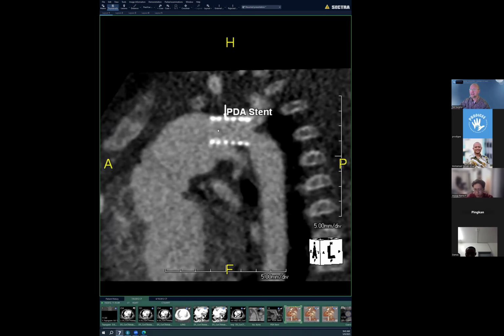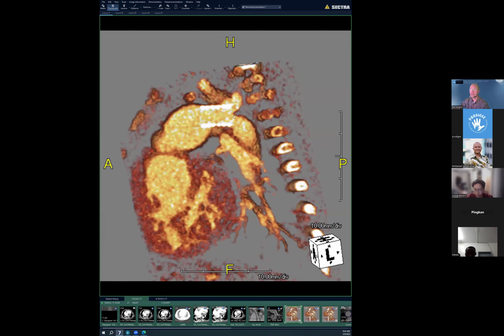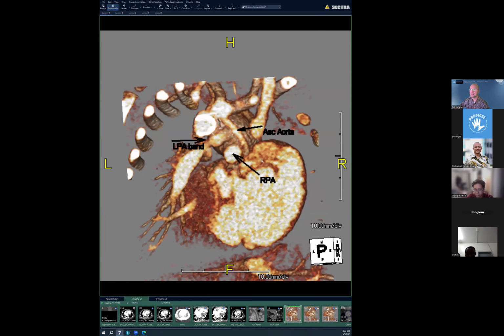So you have a PDA stent, you have this coarctation of the aorta, you have to remember this posterior shelf that the surgeons at some point will have to deal with. You have this very hypoplastic ascending arch. You have the bands on the pulmonary arteries. This is what the left pulmonary artery band looks like on 3D volume rendering.